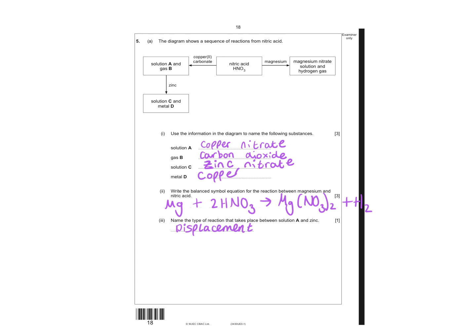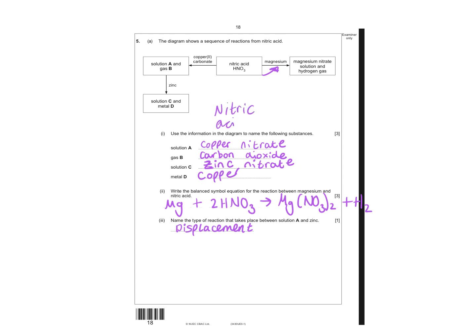Looking at this then, this is all a sequence of reactions that we've practiced in class of nitric acid. You've got to use the information in the diagram to name the following substances. So we've got nitric acid plus magnesium makes magnesium nitrate solution and hydrogen gas. That's nice and easy. Then we've got nitric acid plus copper carbonate. Gives you 2 different things. So if you're struggling, write it out, remember?